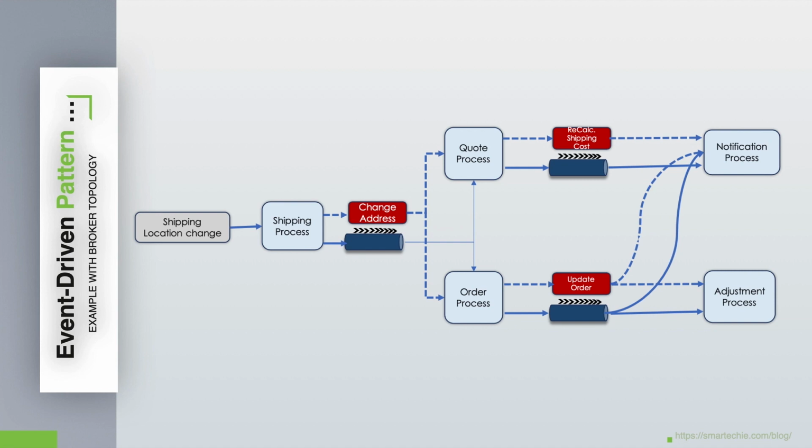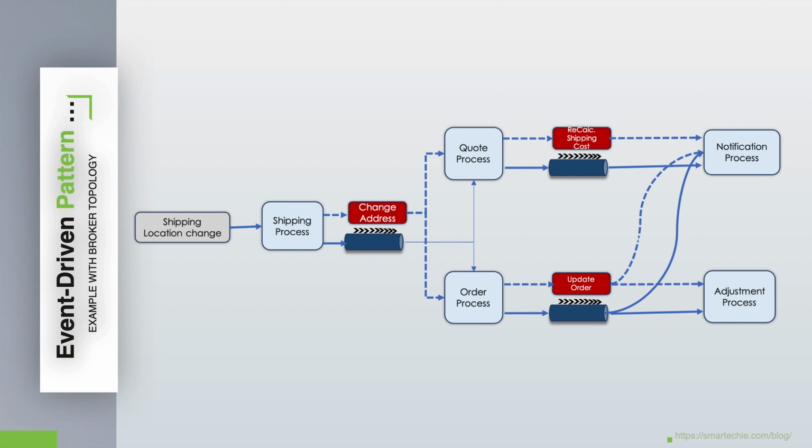So the broker topology is all about chaining of events to perform a business function. The best way to understand the broker topology is to think of it like a relay race, right? In a relay race, runners hold a baton and run for a certain distance, then hand off the baton to the next runner, and so on down the chain, right? Until the last runner crosses the finish line.